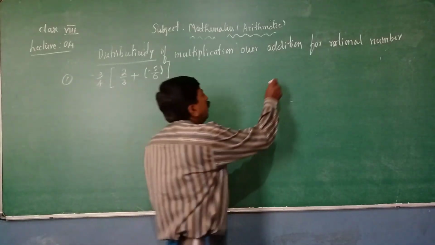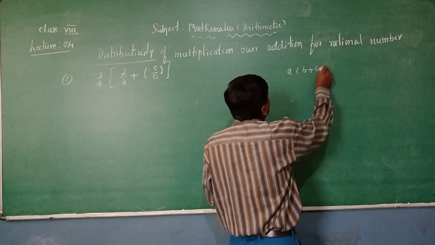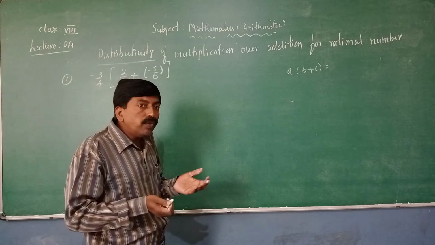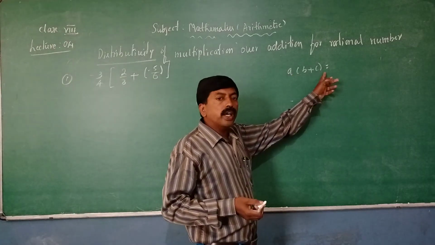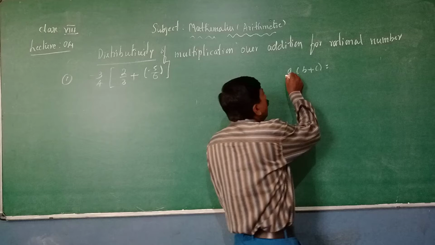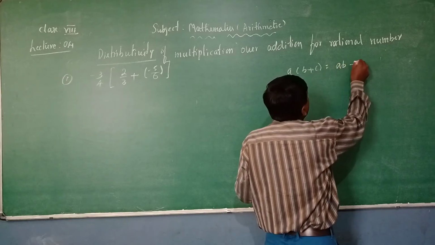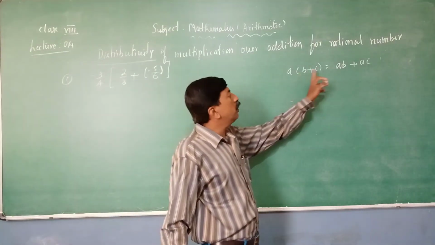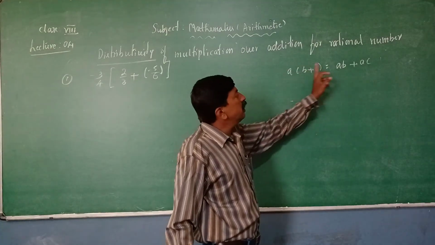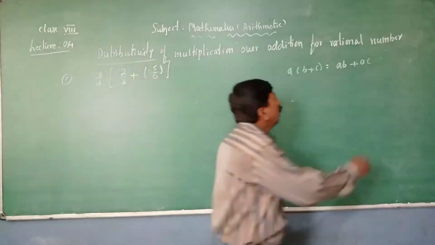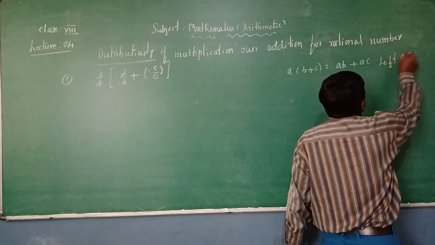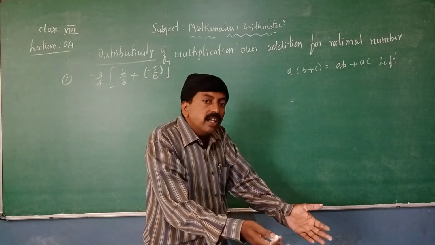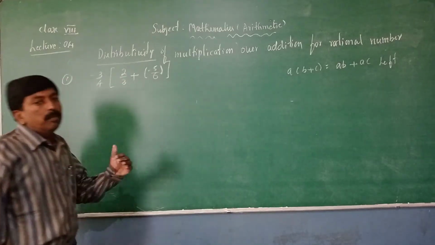We know A of B plus C. In algebra we have studied A of B plus C. How to simplify this one? While removing the bracket, we have to multiply A with B and A with C. A of B plus C can be written as AB plus AC, because A into B is AB plus A into C is AC. That is called left distributivity property. If it is on the right side, that is called right distributivity property.